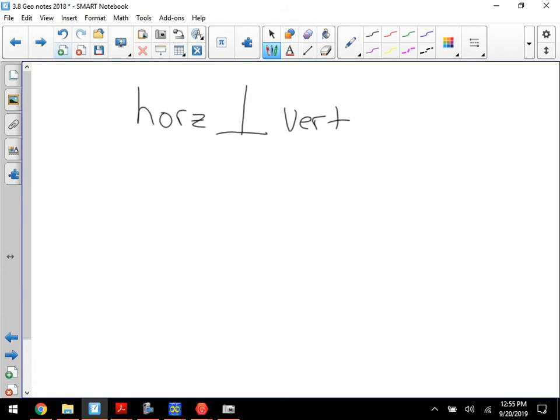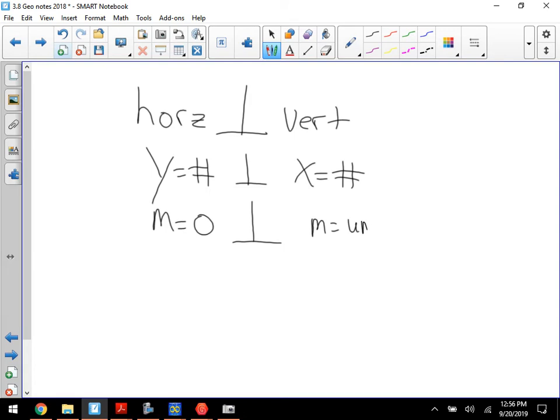Okay? So, what was the equation for every horizontal line? Y equals a number. So it's always y equals a number. What's the equation of every vertical line? X equals a number. What's the slope of every horizontal line? 0. That means that your slope of 0 is always perpendicular to the slope that's undefined.